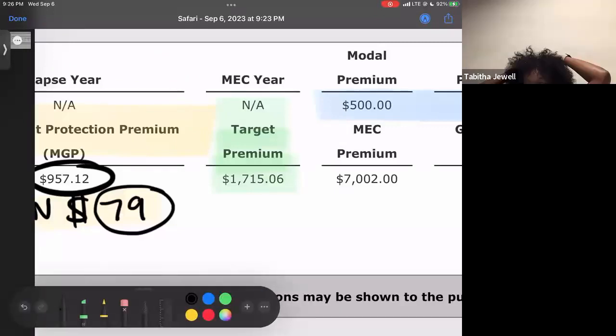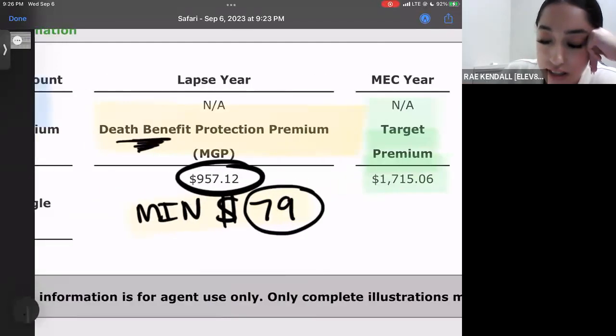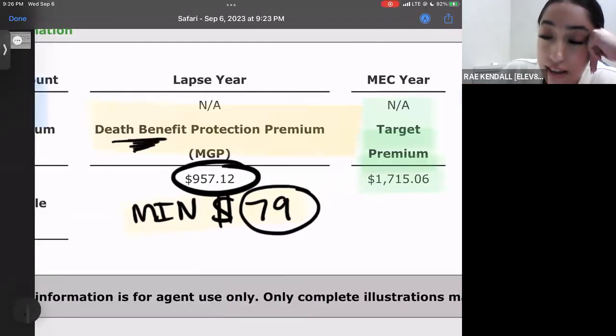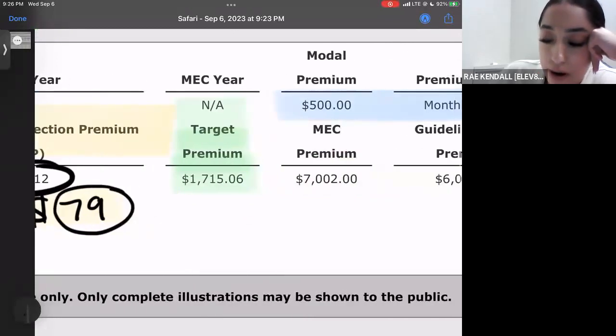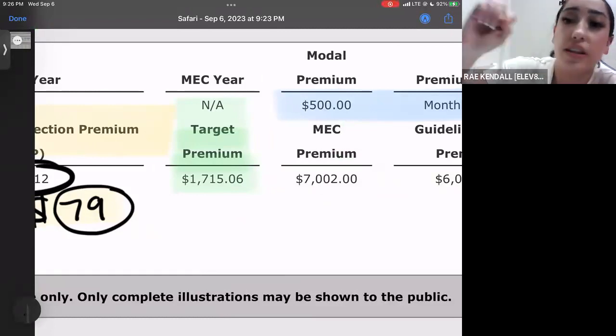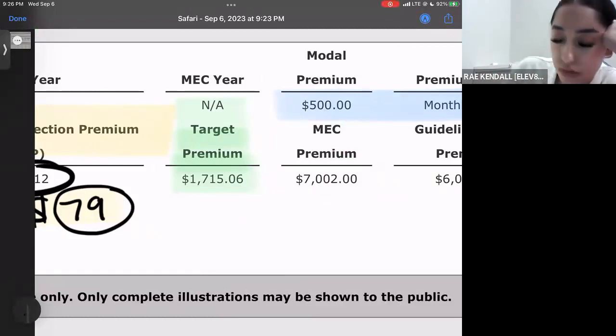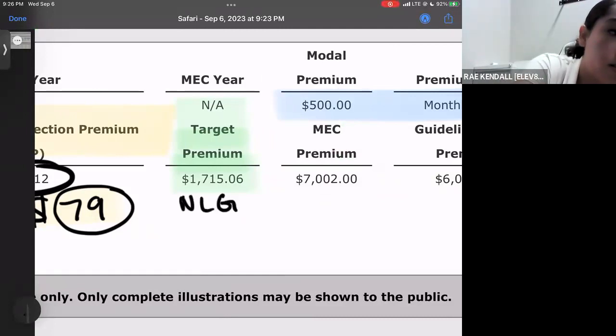Okay. Who knows what the target premium is here? Anyone? So target premium is the suggested minimum amount. So this is the minimum amount legally possible, and this is the minimum amount suggested by the company to not only keep life insurance alive, but keep a little cash value growing. So this is NLG's selection. So can anyone do the math on this one?